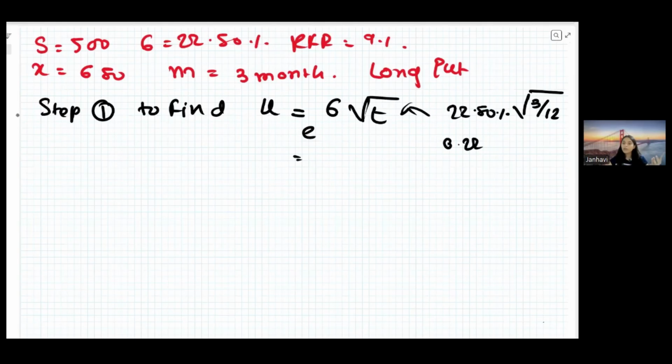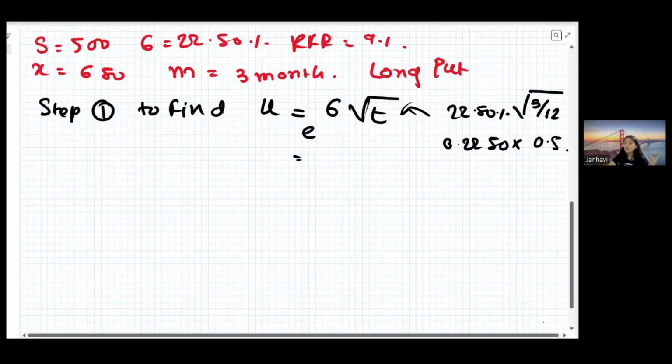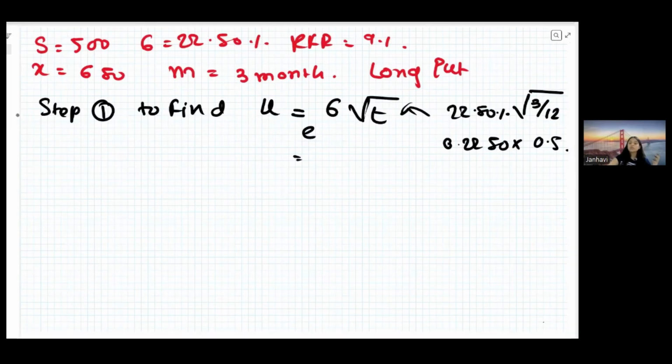So 0.2250 into 0.5. It is 0.2250 because it's percent, right? 22.50%, so 0.2250. So 0.5 into 0.2250 will give us 0.1125.